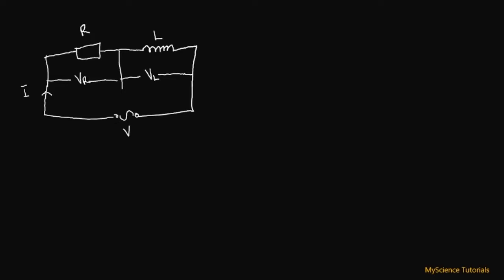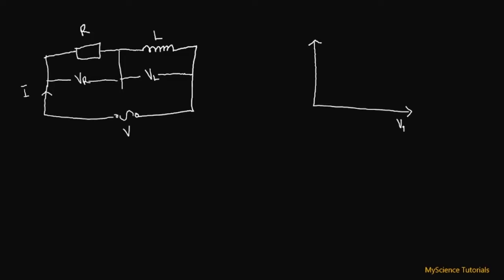Now the applied voltage is the phasor sum of VR and VL over here. I'm going to be explaining what the phasor sum means later on in the tutorial. Now in this circuit, the current lags the applied voltage by an angle between 0 and 90 degrees. So if we draw the phasor diagram for this particular circuit, we are going to have something that looks like this.